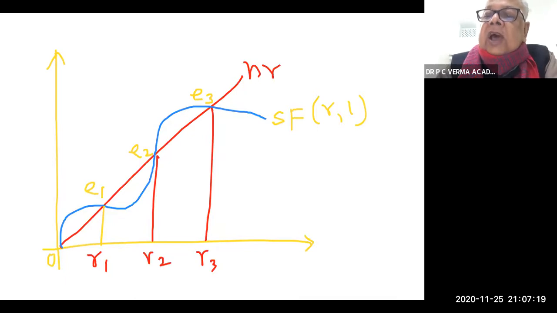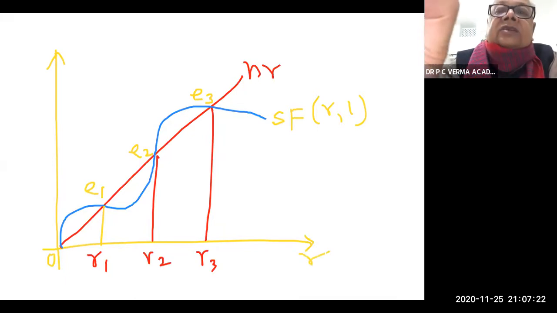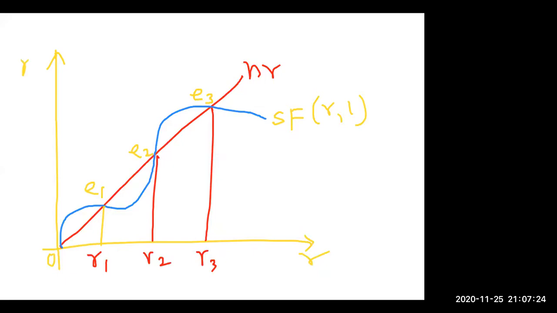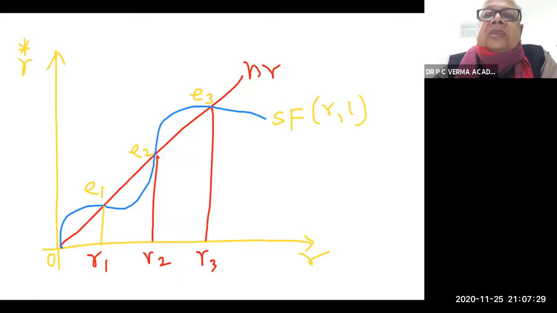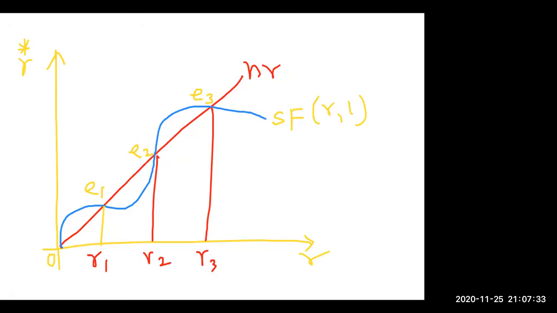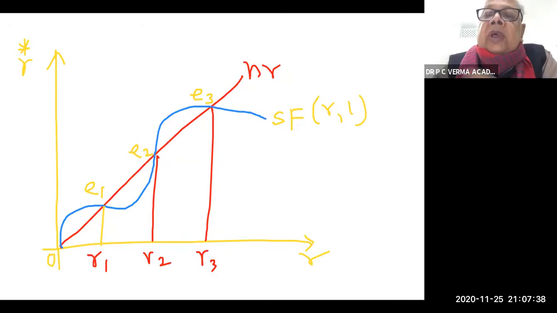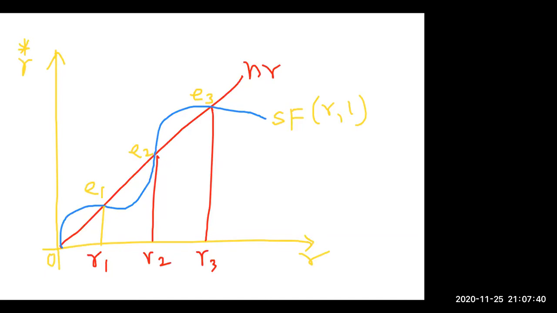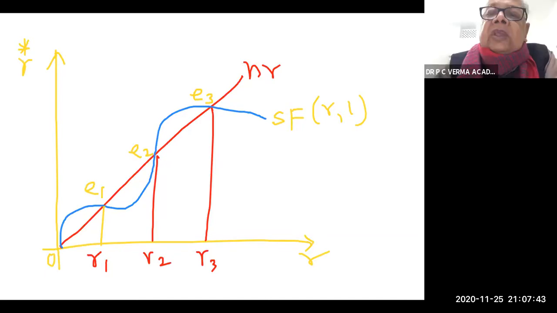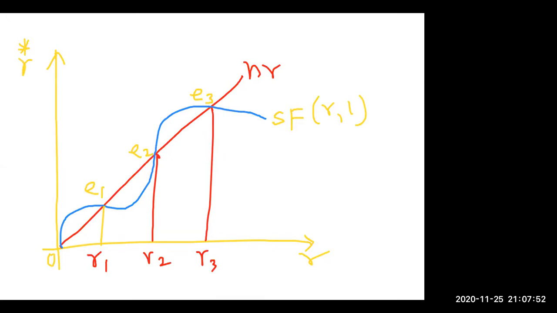So this is R and this is R star. R star means the golden rate of capital labor, the optimum. This optimum may be at E1, maybe at E2, maybe at E3, and there will be fluctuations in saving forces and capital formation.